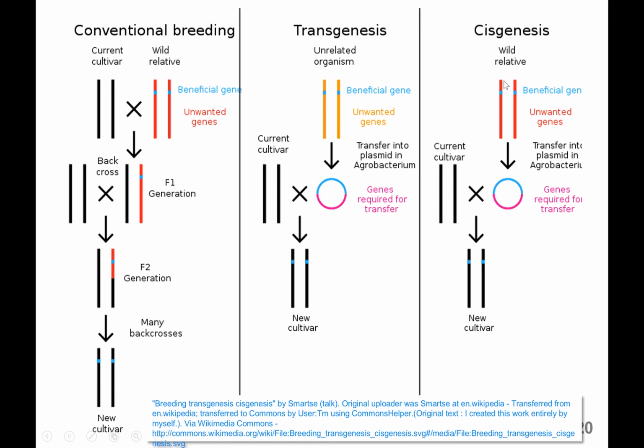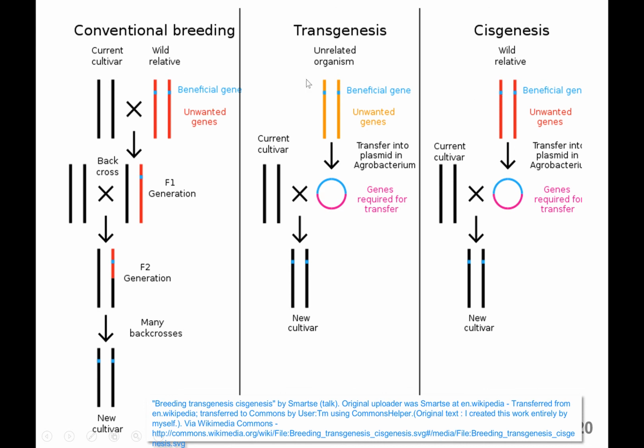So there's a couple other things that we could do in gene modification or genetic engineering. We could get the genes we want either from some other organism that's a totally different thing, or from basically the same species, but not the exact same version that we've got.